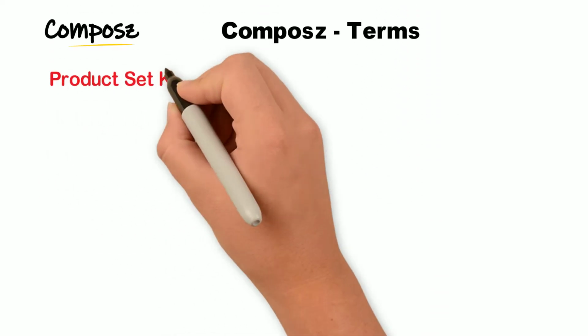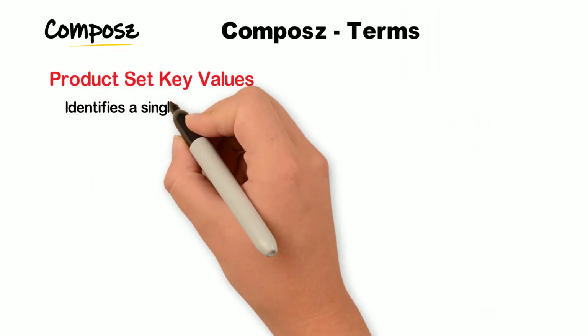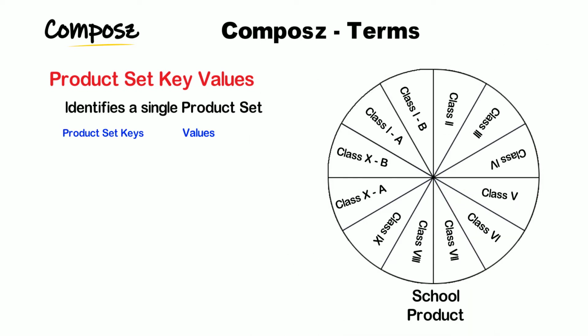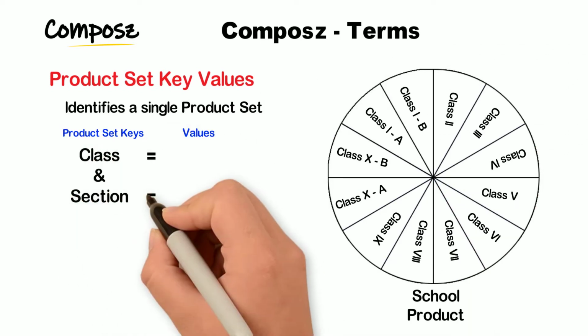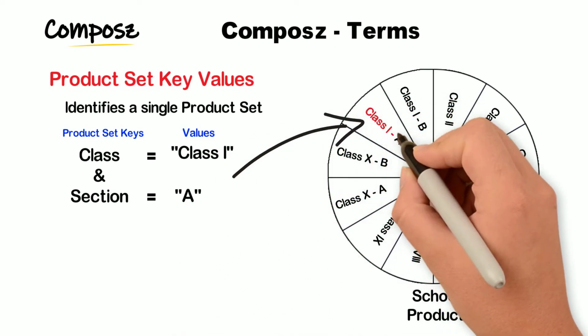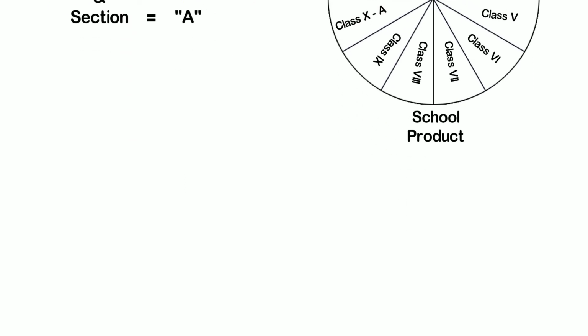Product set key values. Product set key values identify a single product set. For example, if the product set keys are class and section, and their values are class 1 and A respectively, then they identify the product set class 1A.